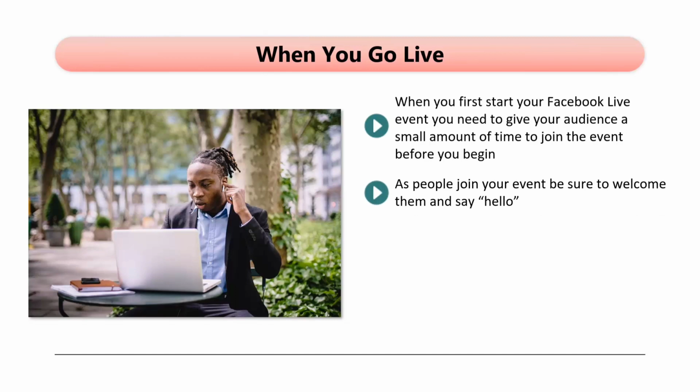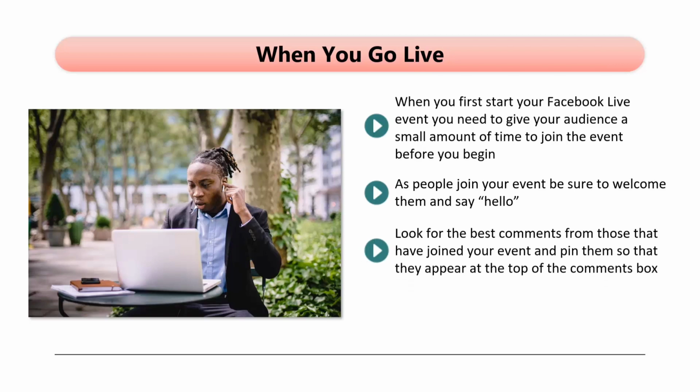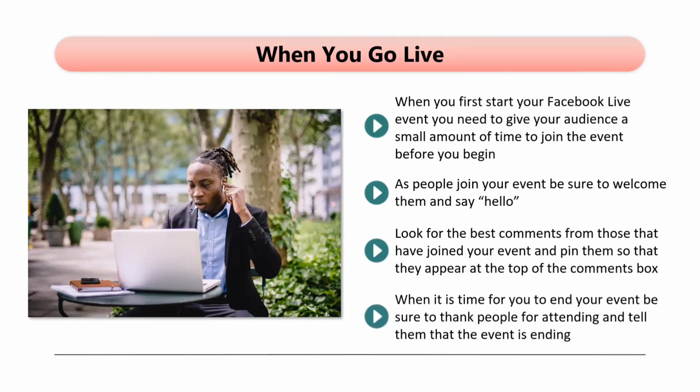As people join your event, be sure to welcome them and say hello. Start the interaction here by asking people for their locations. You can also ask them what they want to achieve by attending your event. Look for the best comments from those that have joined your event and pin them so that they appear at the top of the comments box. Tell your audience that you will either take and answer questions as you go along or have a specific Q&A session at the end of the main presentation. When it is time for you to end your event, be sure to thank people for attending and tell them that the event is ending. At the appropriate time, hit the finish button and your event will end.